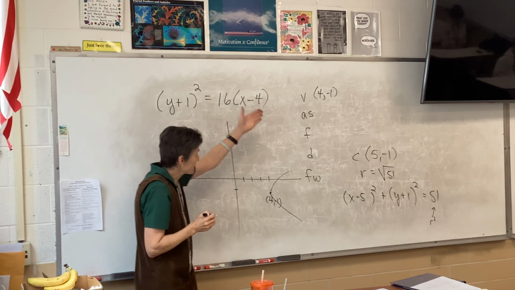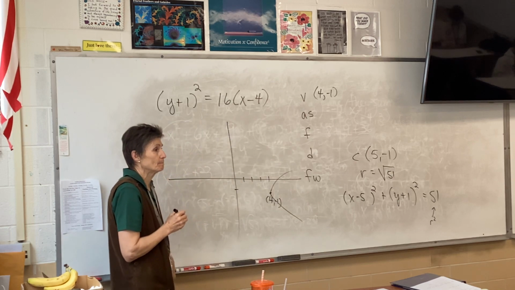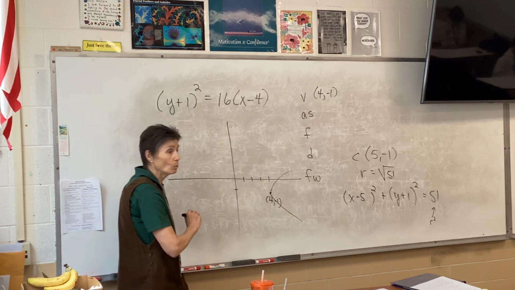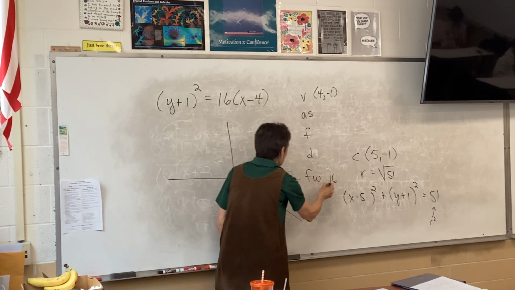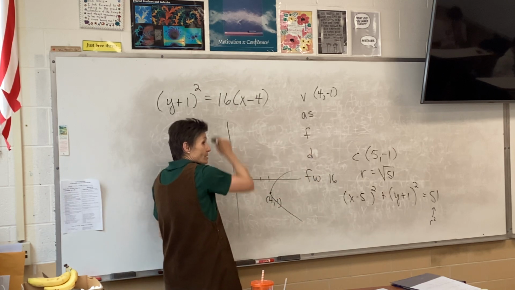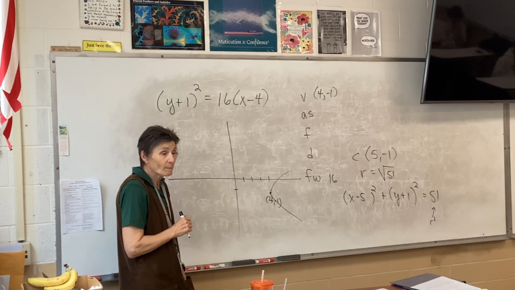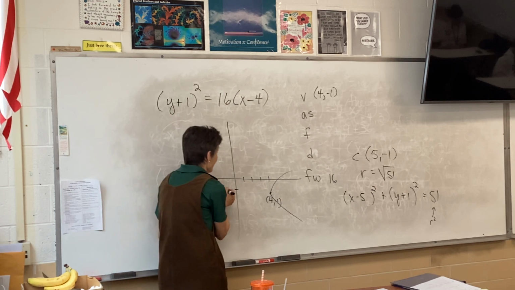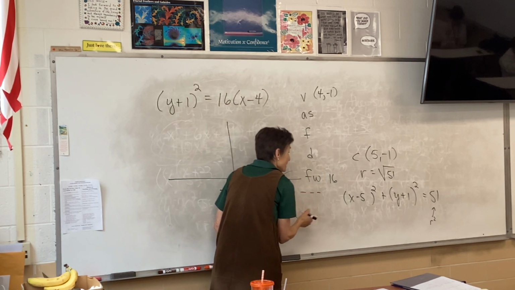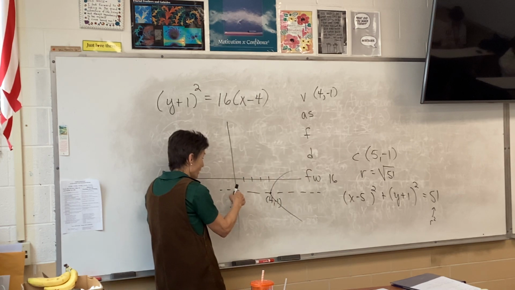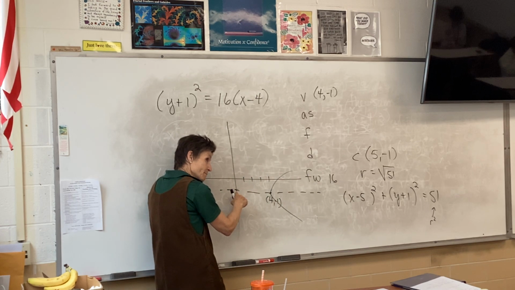Alright, so tell me anything else you know there in that list. Focal width is 16 because that number right there is the focal width. What else can you tell me? The axis of symmetry. Axis of symmetry is the line where y, this is the y-axis, y equals -1.